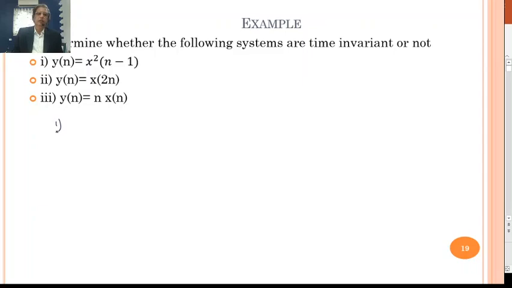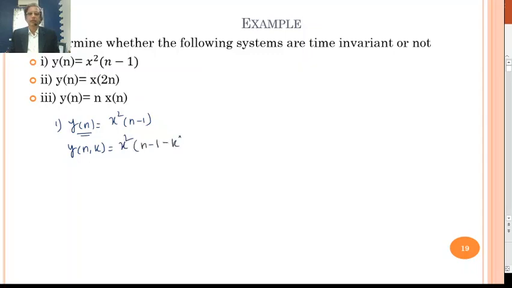Now take this example first. y of n equals x squared of n minus 1. Now delay this input sequence. Due to the delayed input, y of n, k equals x squared of n minus 1 minus k. If the input is delayed by k units, then the output is delayed, y of n minus k.